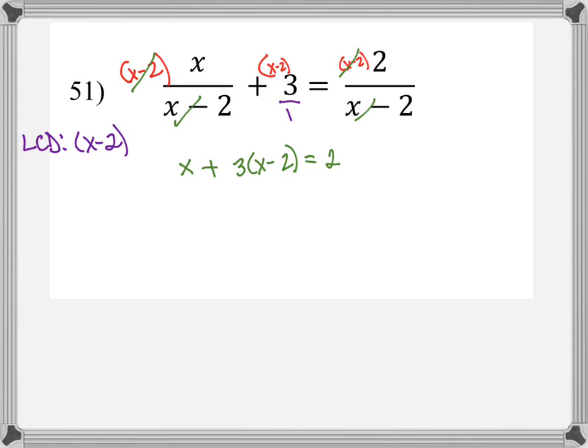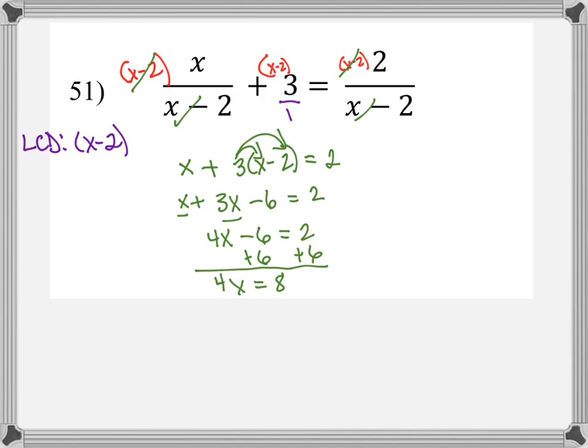Okay, so now let's do the distributing on the left-hand side. So I have x plus 3 times x is 3x. 3 times negative 2 is negative 6, and that equals 2. Let's combine our like terms on the left. We've got x plus 3x, which is 4x, minus 6 equals 2. Let's move the 6 to the right-hand side by adding it to both sides. 4x equals 8. Divide both sides by 4, and x equals 2.